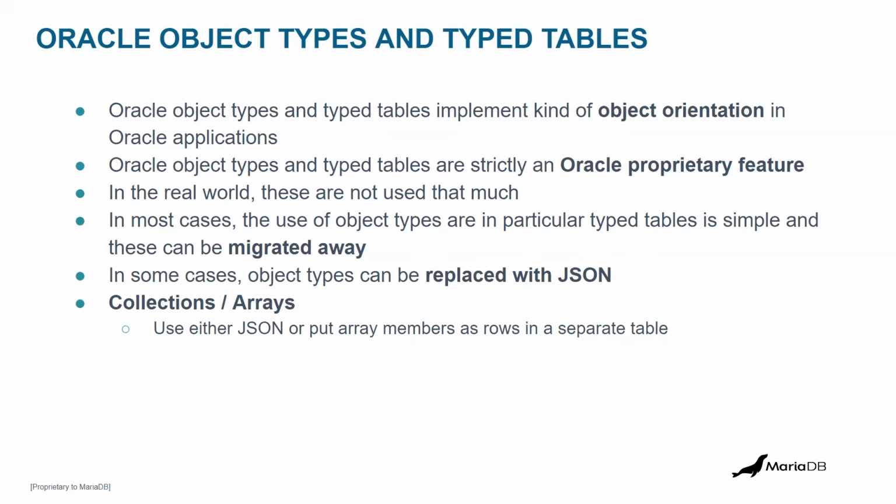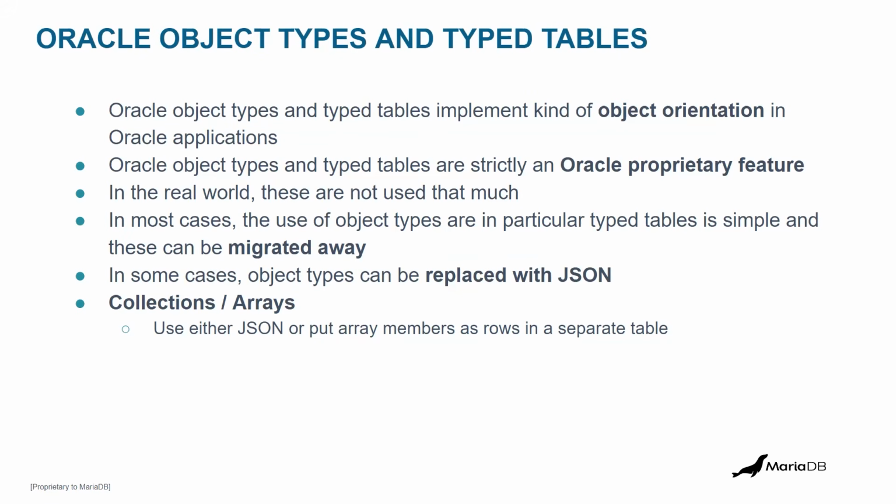And finally, a few words on Oracle object types and type tables. You don't see these used much, but they are there. They were invented as part of Oracle way back in the 1990s when object orientation was a big thing, even in databases. Oracle type tables are a strictly proprietary feature of Oracle. It's not supported by MariaDB, and you likely want to migrate away from them. You might, in some cases, replace them with JSON.